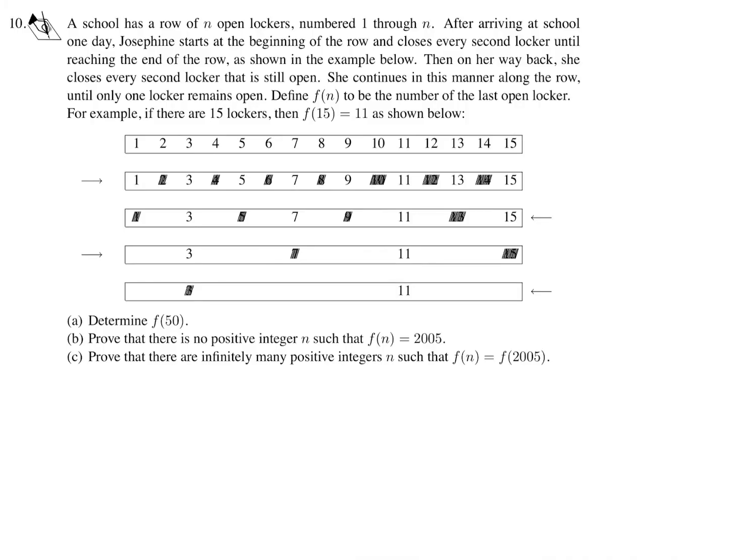A school has a row of n open lockers numbered 1 through n. After arriving at school one day, Josephine starts at the beginning of the row and closes every second locker until reaching the end of the row, as shown in the example below. Then on her way back, she closes every second locker that is still open. She continues in this manner along the row until only one locker remains open. Define F at n to be the number of the last open locker. For example, if there are 15 lockers, then F at 15 equals 11 as shown below. Determine F at 50.